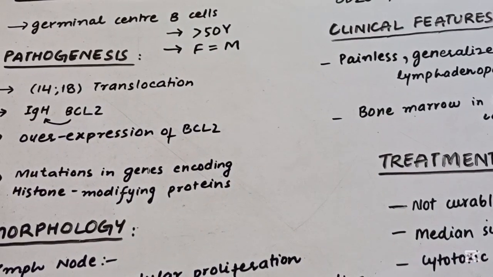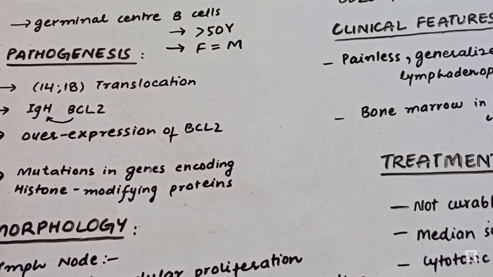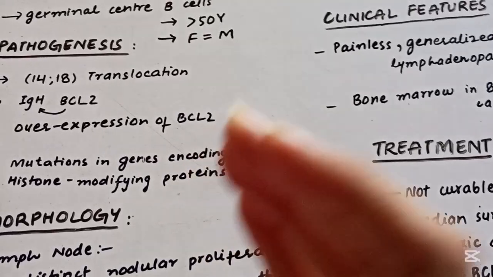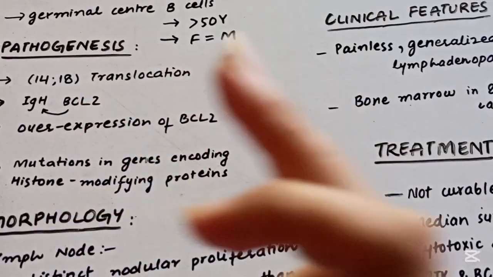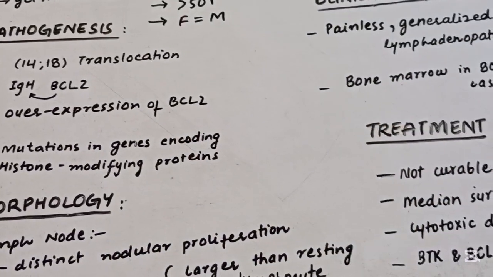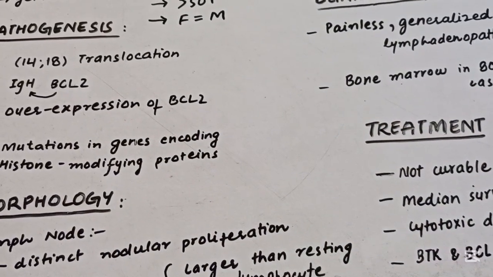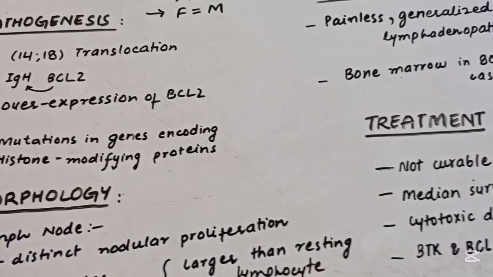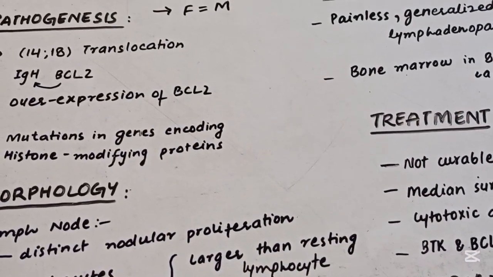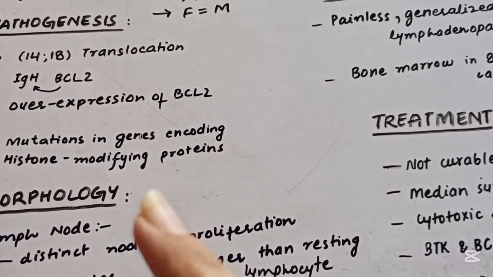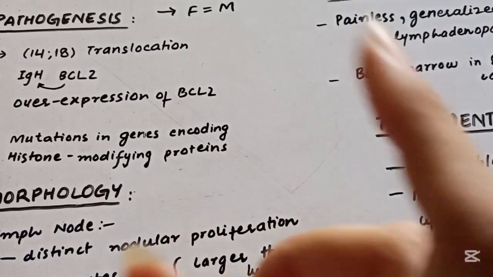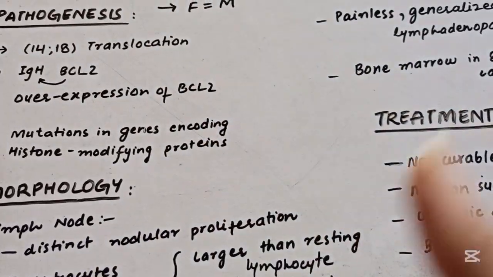In greater than 85% of the cases, we have the 14;18 translocation. The BCL2 gene moves and fuses with the IGH locus on chromosome number 14. As a result, there is overexpression of BCL2, and BCL2 is an anti-apoptotic protein. Its overexpression results in prolonged survival of neoplastic cells. There are also mutations in genes that encode histone modifying proteins, so epigenetic changes are also involved in the pathogenesis of follicular lymphoma.